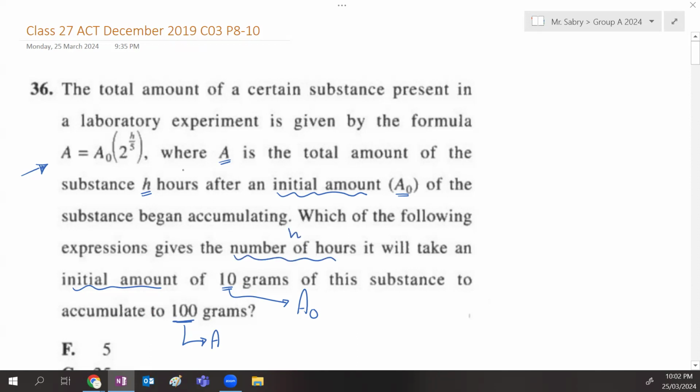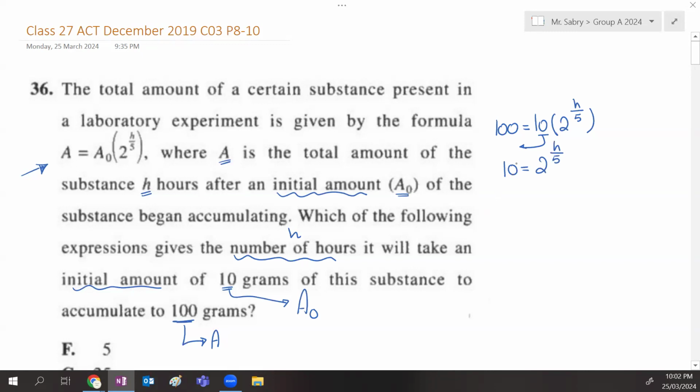So now I'll substitute these into the rule. I'll put 100 in place of A and 10 instead of A0, then times 2 to the power of H over 5. Now the 10 should go to the other side by division, since it's multiplied. So 100 divided by 10 will be 10, equals 2 to the power of H over 5.